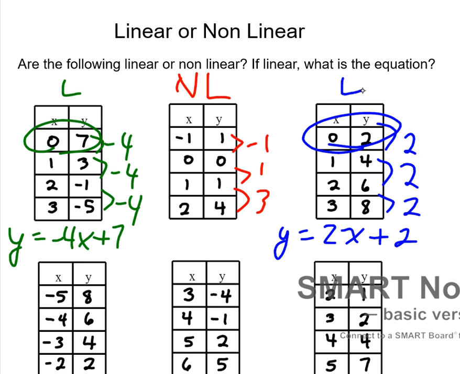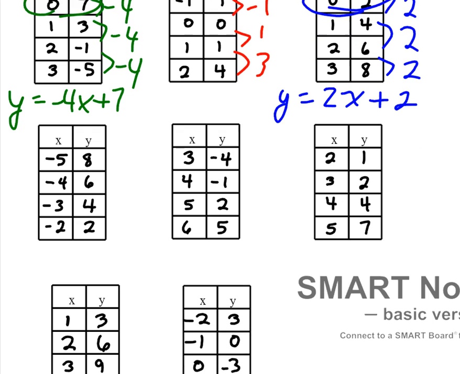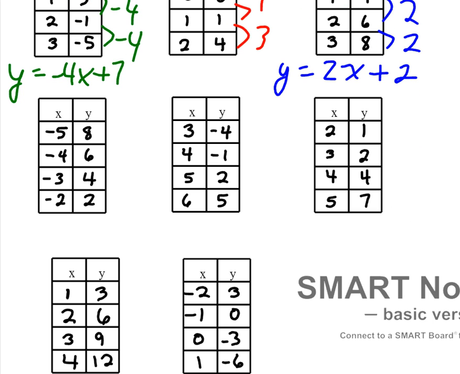Okay, so that one was linear. All right, so now let's look at this one. So again, we check our x's going up or down by the same thing. Yep. Okay. So down by 2, down by 2, down by 2. So linear. And this is y equals negative 2x.